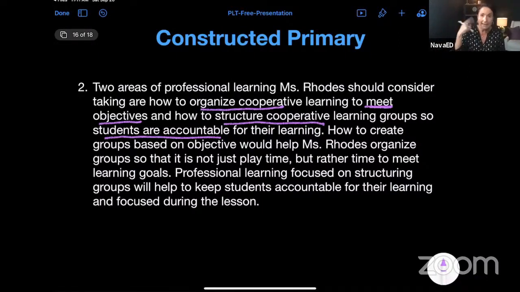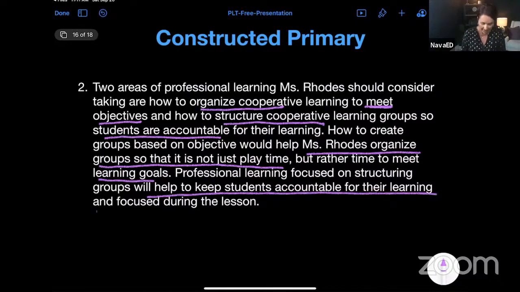All right. Now I got to go into the 2 ways that will help. How to create groups based on an objective will help Ms. Rhodes organize groups so it is not just playtime. Remember, we're trying to learn. It's not just play with clay time, but rather to meet the learning goals. And then professional learning focused on structuring groups will help to keep students accountable for their learning and focused during the lesson. Boom, 2 points, done.